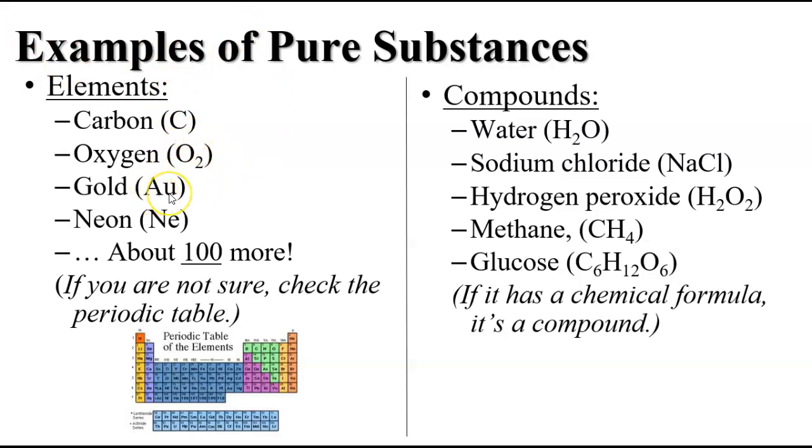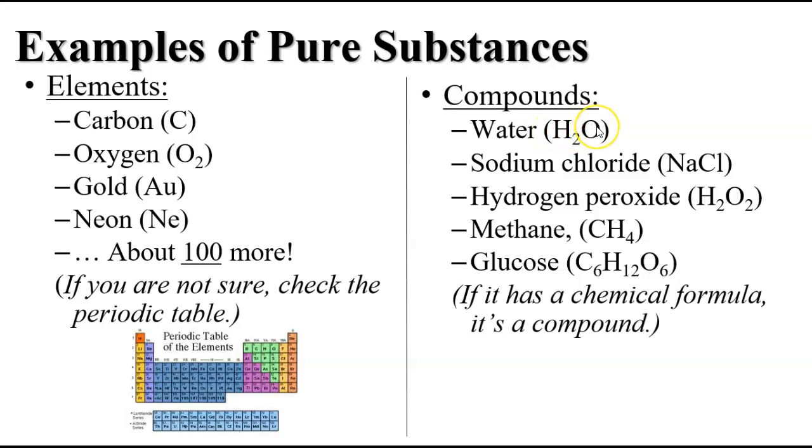Gold, capital A, little u. I know that's an element. Neon, okay, there's hundreds more. So if it's just on the periodic table. Now, compounds are going to have 2 or more elements, which means 2 or more capital letters. That's how you would know that we're trying to get you to answer compound.